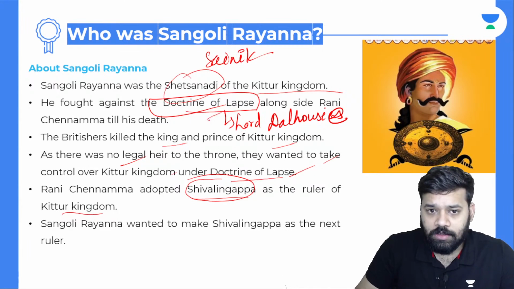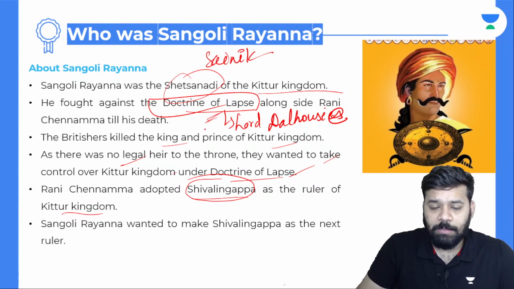So she adopted Shivalinga Rudra Sarja as the adopted king. According to the doctrine of lapse, a king who did not have a male heir had to surrender their dynasty to Britishers. They had to surrender their kingdom to Britishers, for which Rani Chennamma was against it, and she fought against it till the end of her life.